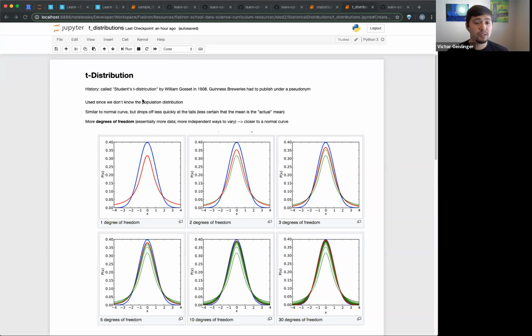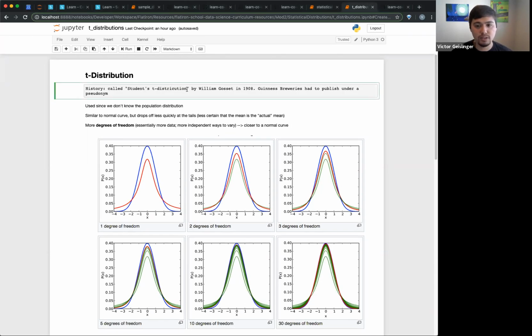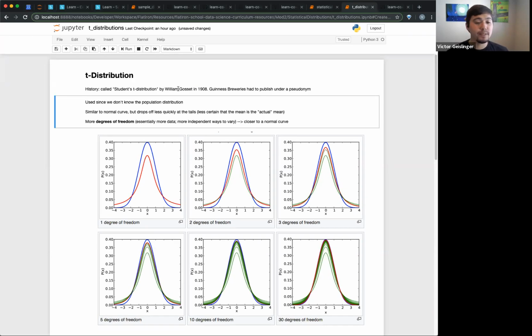That's because when it was first published, Guinness said you can't publish under your own name because essentially we own you. That's kind of their view. So he said, okay, I'm going to call it the student. I'm a student. And so now it's the student's t-distribution. But a lot of times now we'll call it just the t-distribution. It means the same thing, okay?